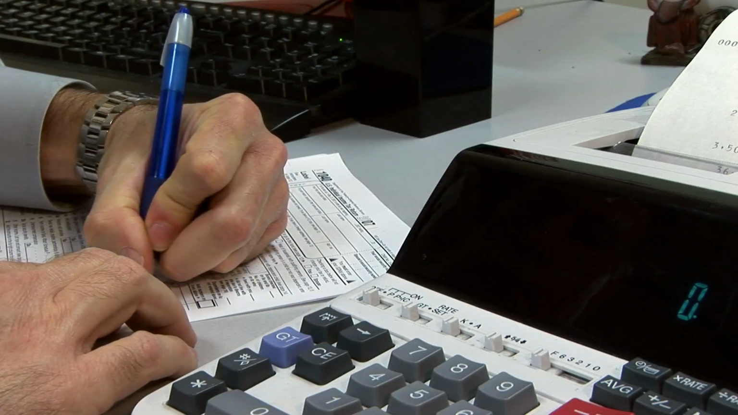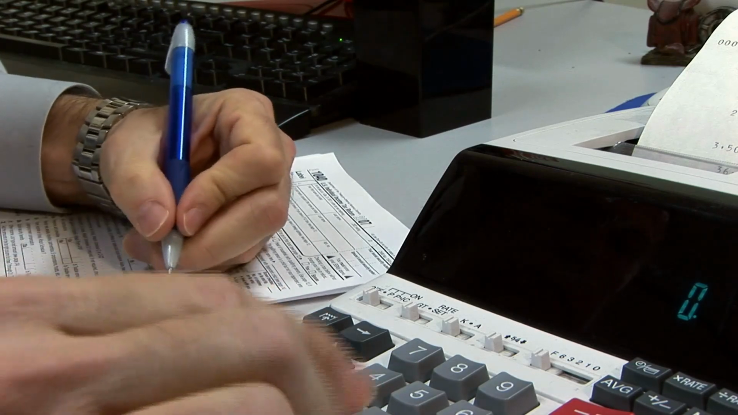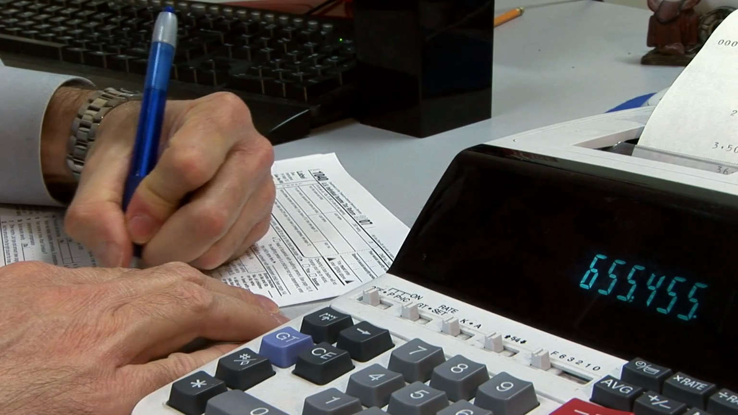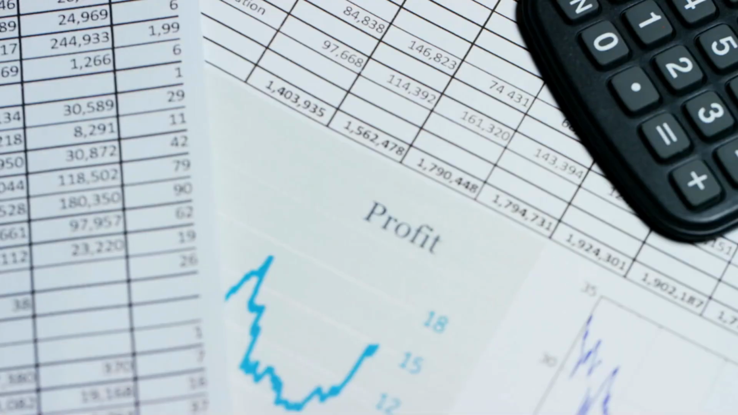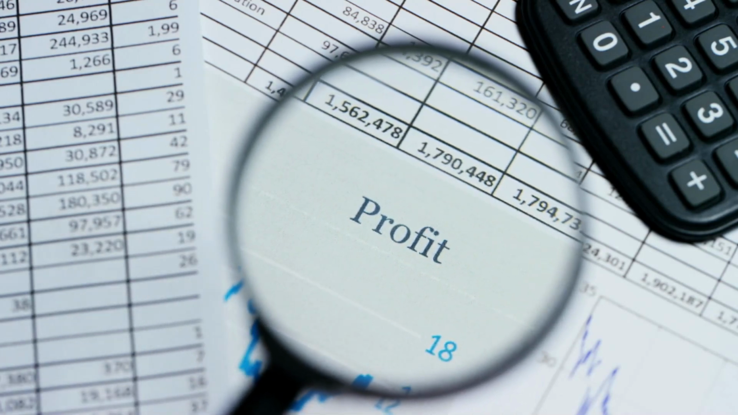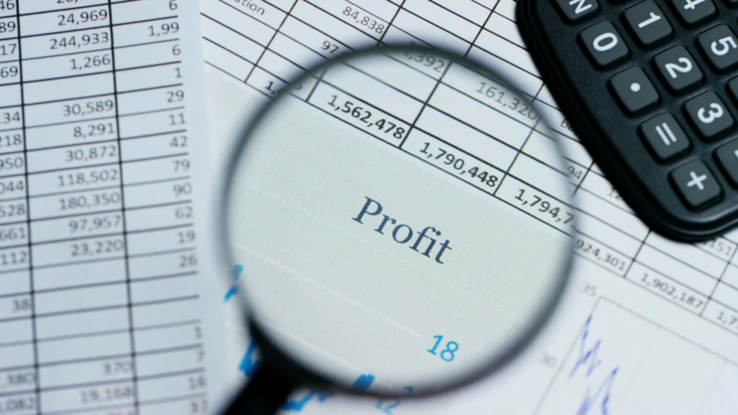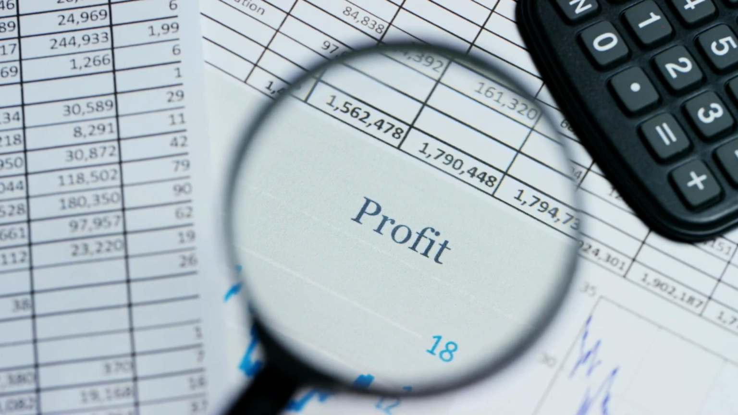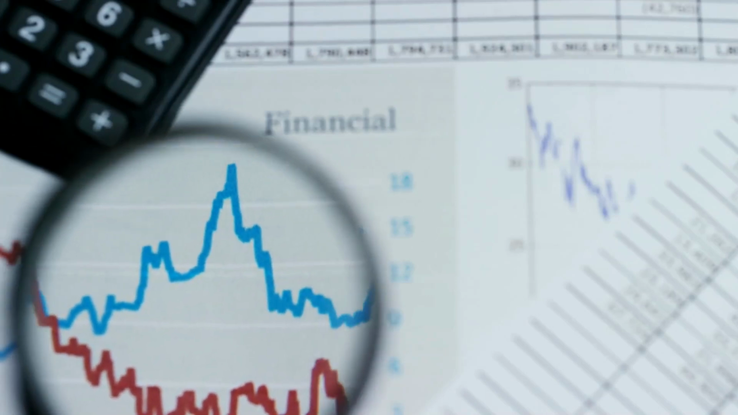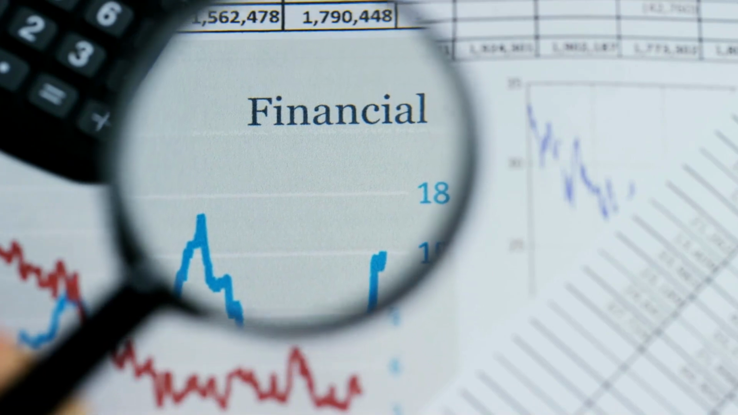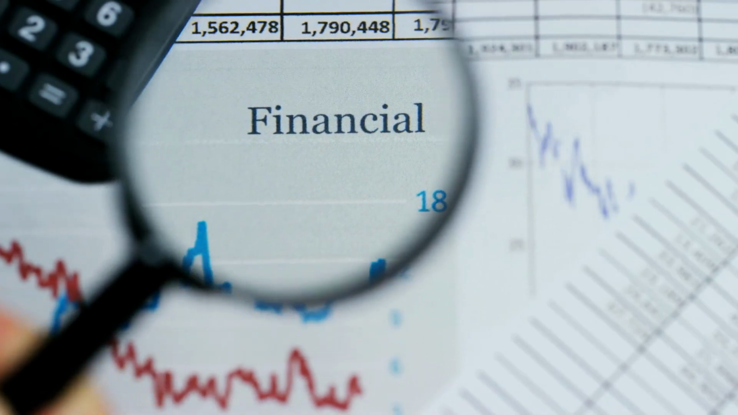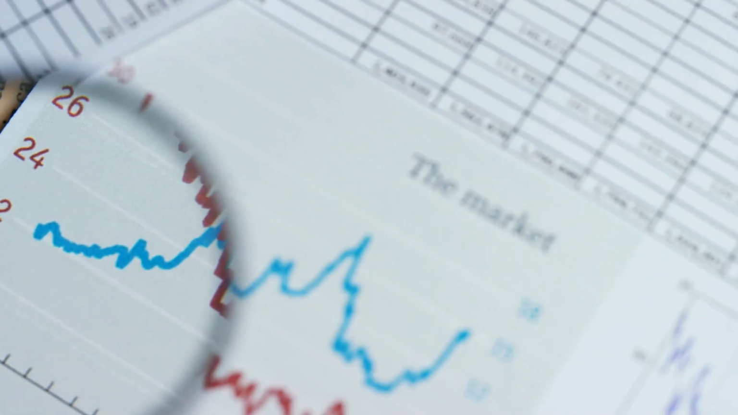So what are FATCA and FBAR? Let's start by defining these terms. FATCA stands for the Foreign Account Tax Compliance Act. It's a U.S. law designed to prevent tax evasion by U.S. taxpayers with foreign financial assets. FATCA requires you to report foreign financial assets to the IRS through Form 8938, which is filed with your annual tax return. Okay, it's filed alongside your tax return.